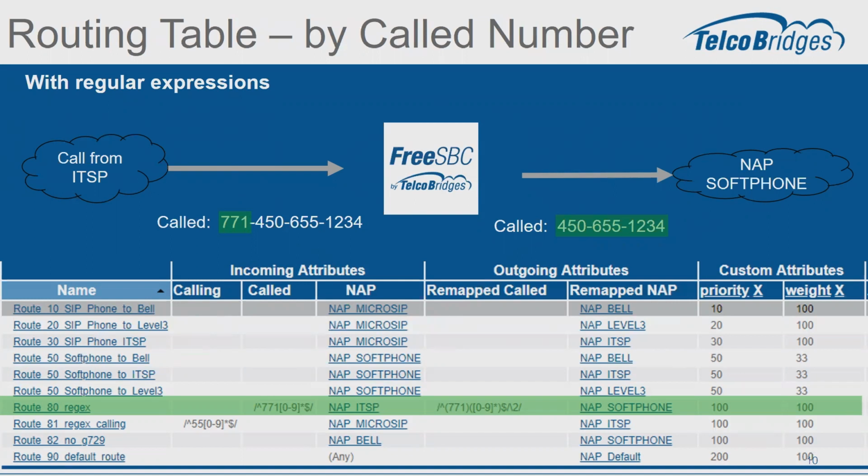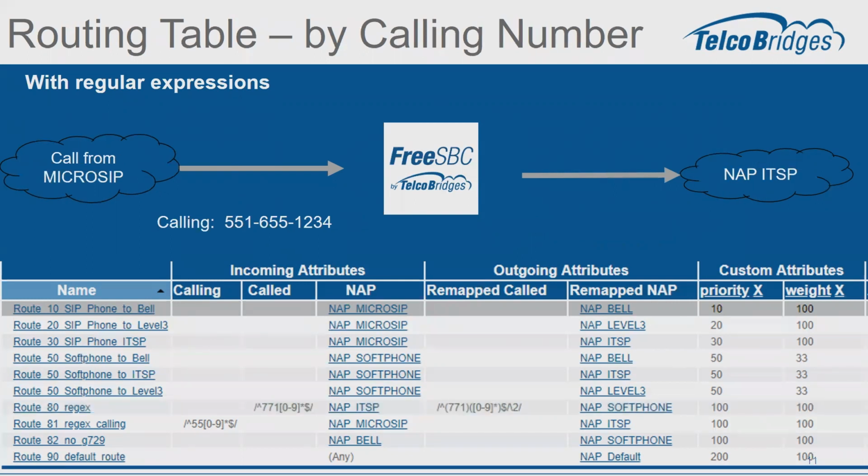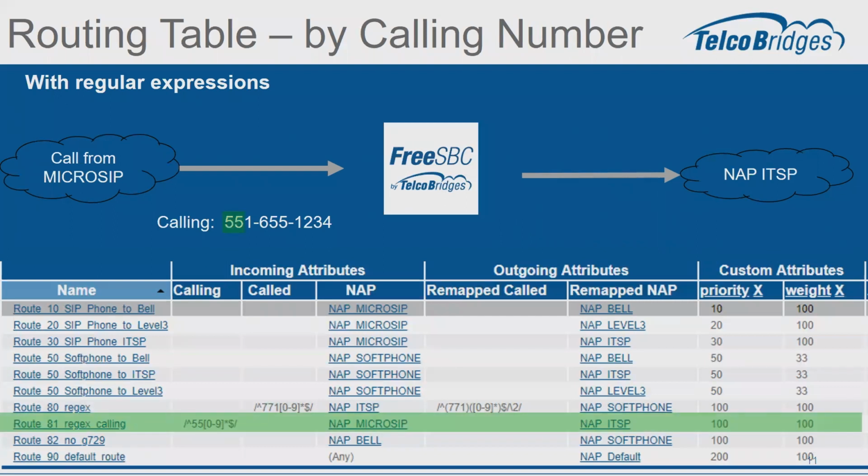What about a situation with calling numbers, or a method for that too? Yeah, so we have seen this sometimes as well. Customers want to route according to the calling number. So then you can also do a regular expression on the calling number and then redirect that to an outgoing network. You can also remap the calling number or not, according to your needs.